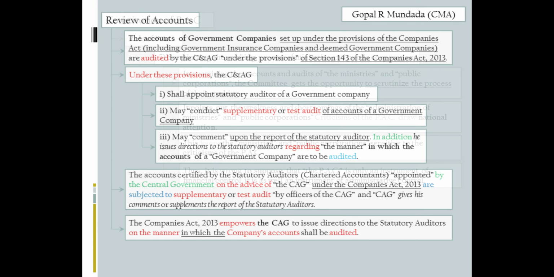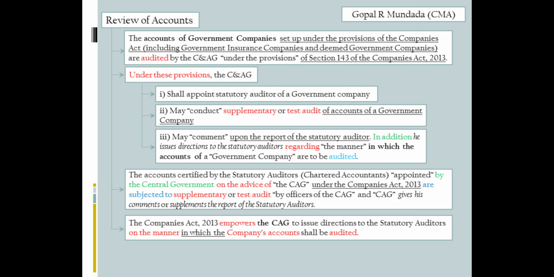So guys, next point is review of the accounts. The accounts of the government companies set up under the provisions of the Companies Act, including the government insurance companies and deemed government companies, are audited by the C&AG under the provisions of Section 143 of the Companies Act 2013. Under the provision, the C&AG shall appoint the statutory auditor of the government company. Next, he may conduct the supplementary or test audit of the accounts of the government company, and may comment upon the report of the statutory auditor.